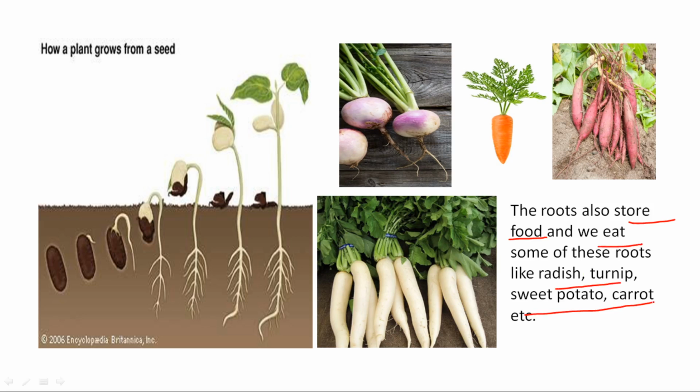Radish is what? Mula. Turnip, this is turnip. I don't know the Odia name. Then sweet potato. This one is sweet potato. Carrot, this is carrot.